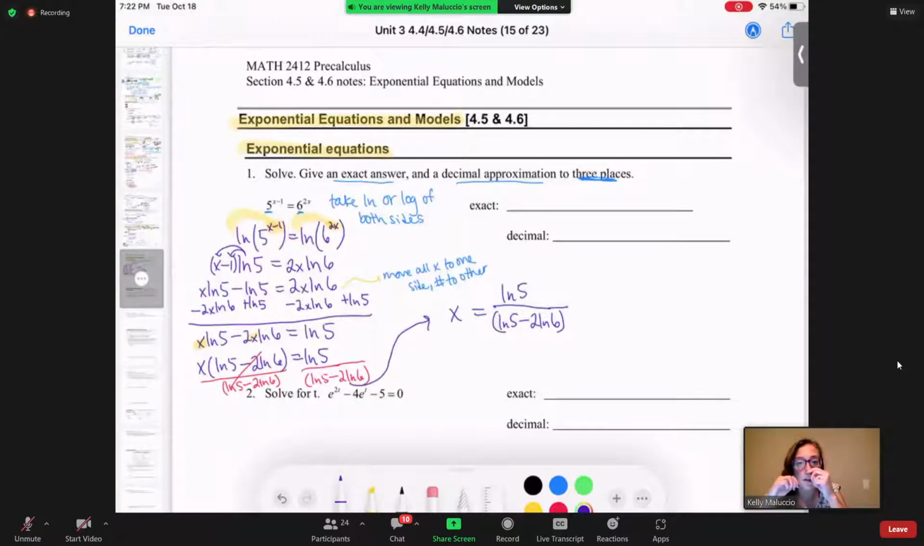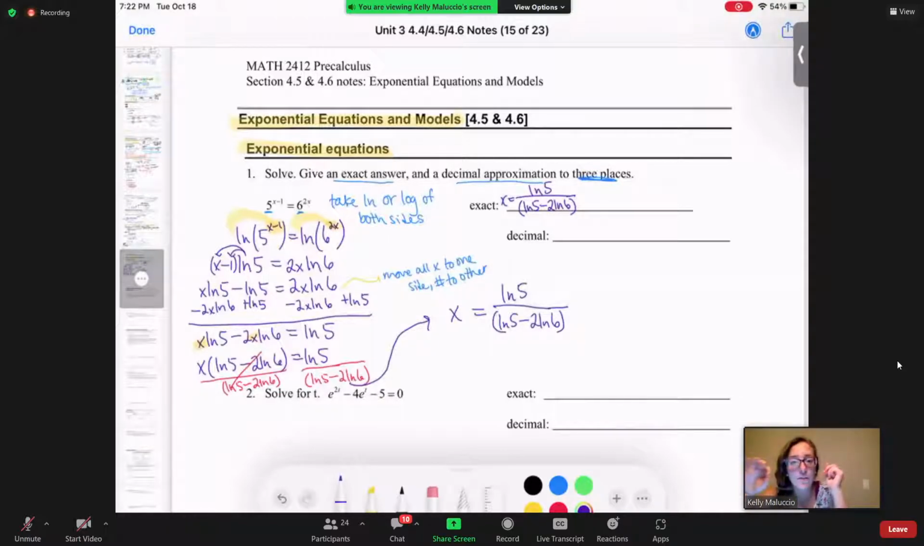And don't try to get fancy, right? We do not need to get fancy here and try to like, oh, but this is like ln 5 over 6 squared. You don't have to do that. The exact answer is just what you got. So the exact is this, ln 5 over ln 5 minus 2 ln 6, because you can't simplify a natural log over a natural log. You would have to put it in your calculator. So we might as well just keep it all like this. So there's my exact answer, right?